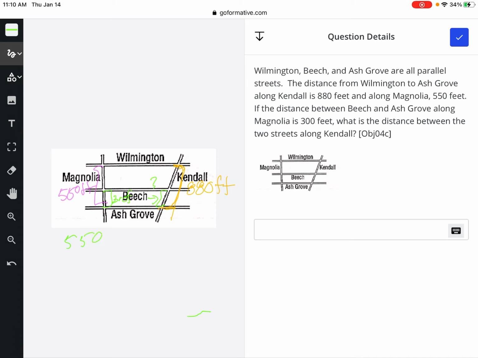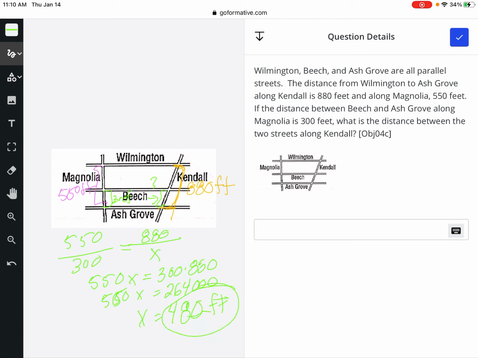So it's just going to be 550 over 300, so whole part over small part equals whole part over that small part. And so it's just going to be 550x is equal to 300 times 880, which is 264,000. And so my answer is 480. Do not forget your units. It's going to be 480 feet.